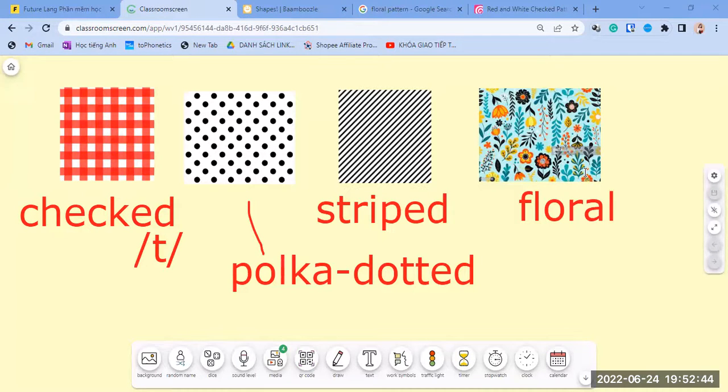Very good. And who loves floral? Who loves it? Yes, okay. You can type number 4 for floral. Daisy, Carrot, Moon. Great. Many people, right? It's so lovely. Maybe you love all the patterns. So remember, the first word is checked. Next one is polka dotted. Next one is striped. And the last one is floral.